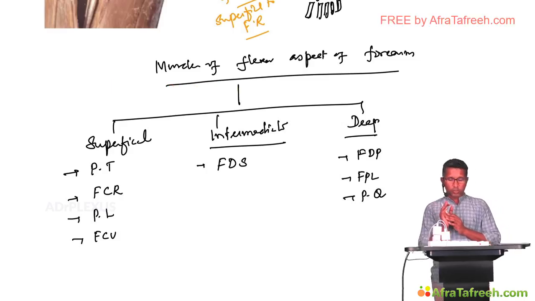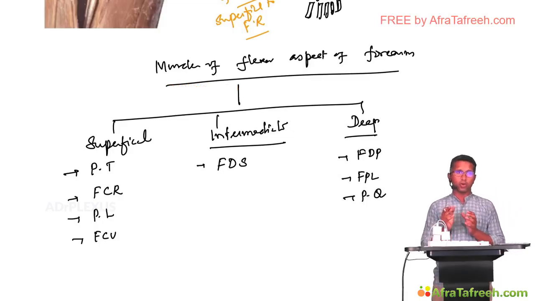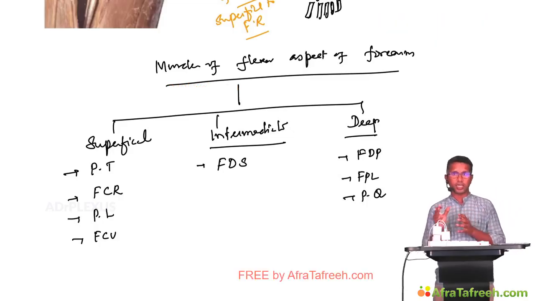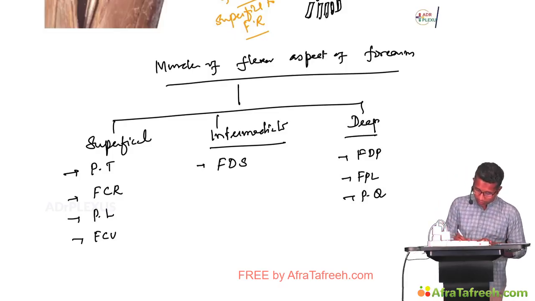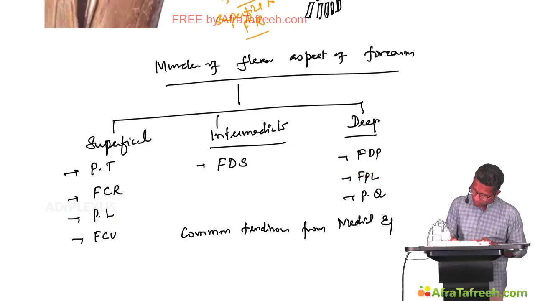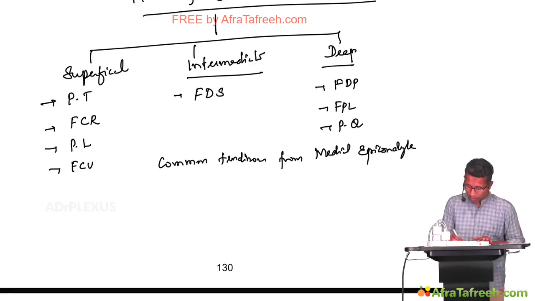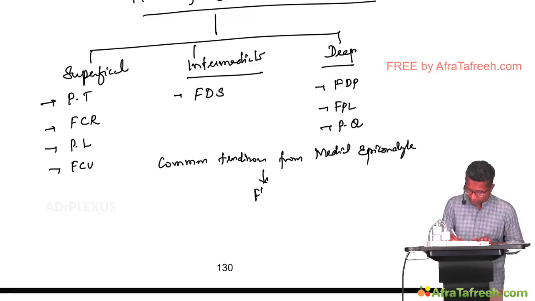Okay, guys. So if you take these muscles, these muscles have got their specific origin and insertion. To keep it very simple, most of the muscles have a common tendinous origin from the medial epicondyle. So from the medial epicondyle they have got a common tendinous origin. Okay, so this common tendinous origin from the medial epicondyle is called as the flexor origin.